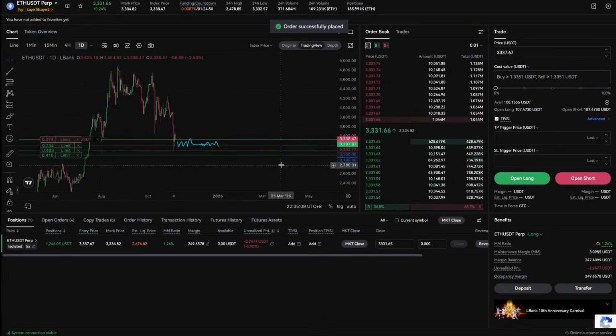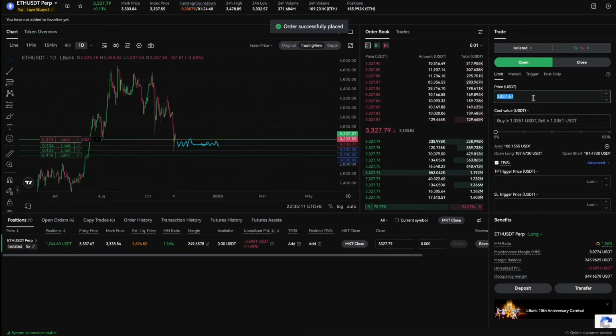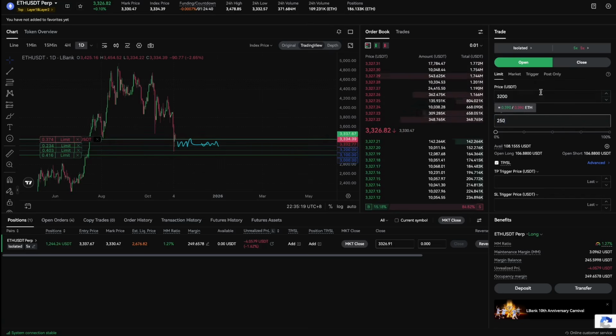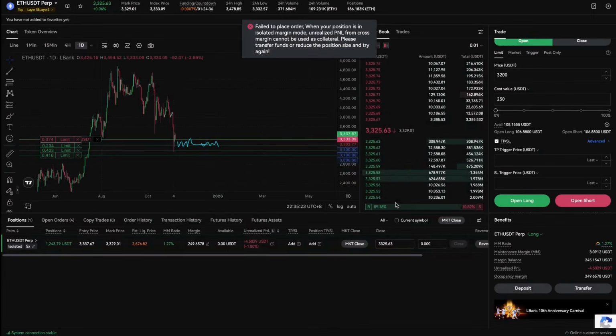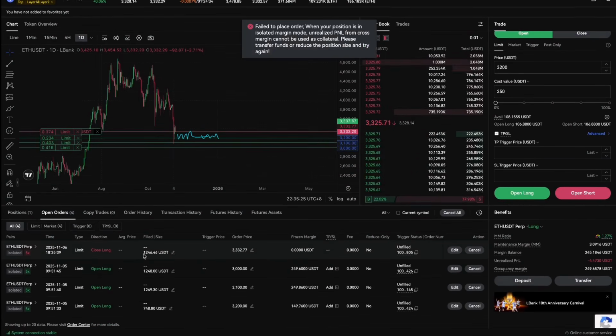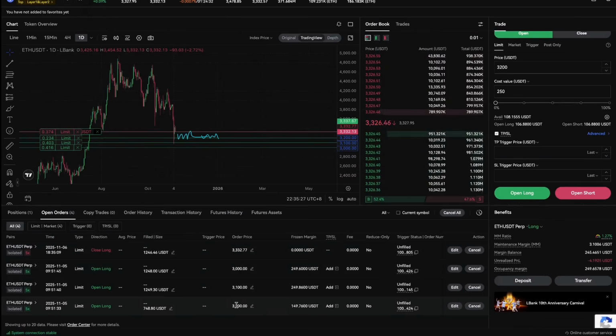If you do want to set a limit order at a lower level, you're just going to use this one again at a lower level like 3.2k, because now we are trading a little bit higher. You're going to set your cost value here, and you can be opening another position here. Boom, open the long, and you have a new limit order at the 3.2k level here.